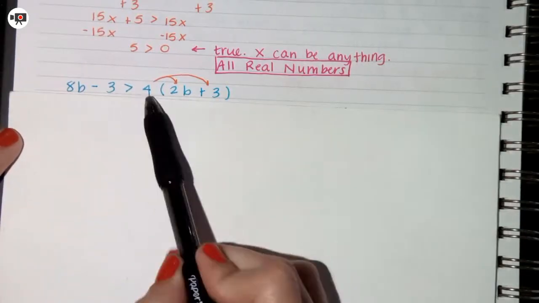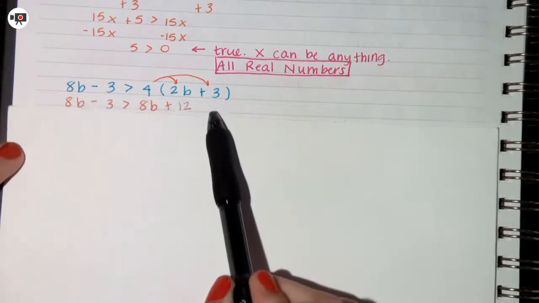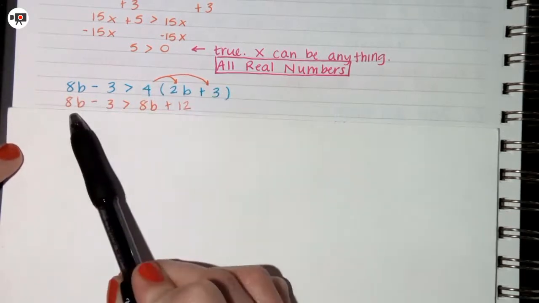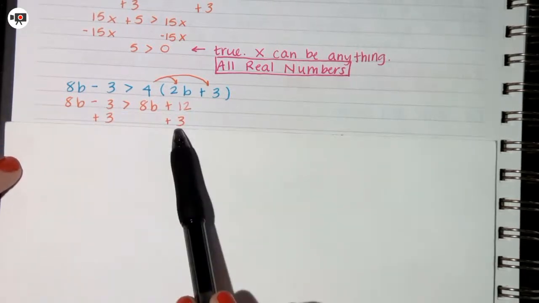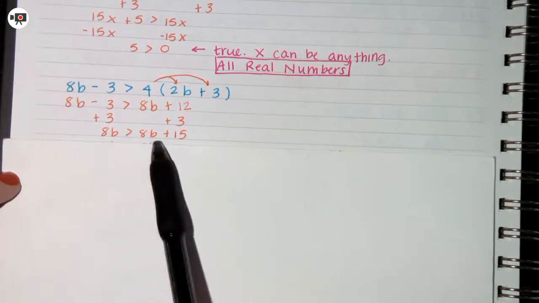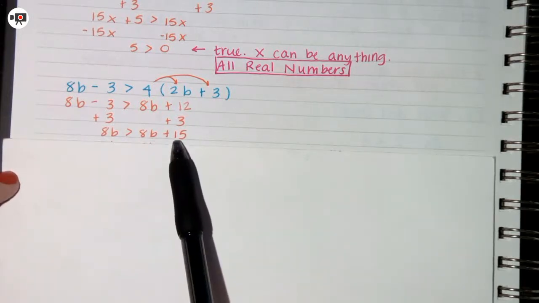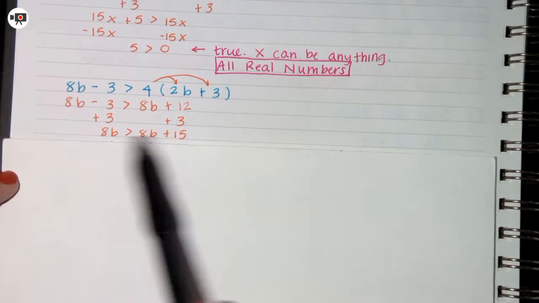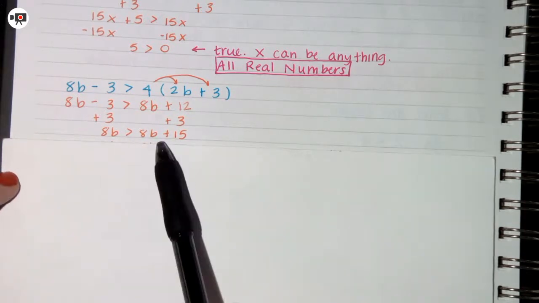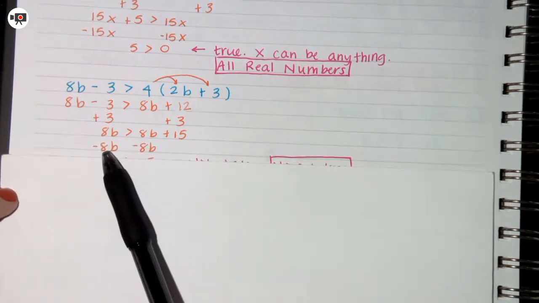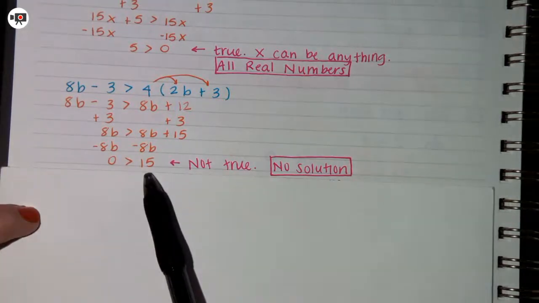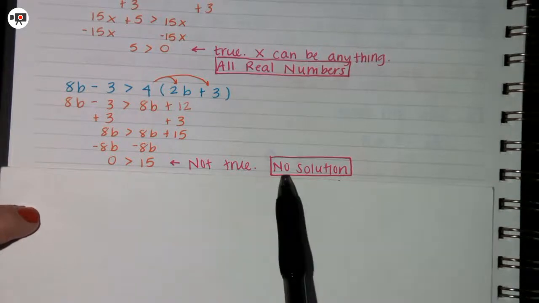And for this last one, we have 8b minus 3 is greater than 4 times 2b plus 3. Again, starting with distributing, I get 8b minus 3 is greater than 8b plus 12. Add 3 to each side, and we get 8b is greater than 8b plus 15. You might be thinking already, that doesn't make sense. How can 8b be greater than 8b adding more onto it? But anyway, we're going to put all variable terms on the same side, and we get 0 is greater than 15. 0 is not greater than 15. This is not true, and so our answer is no solution.